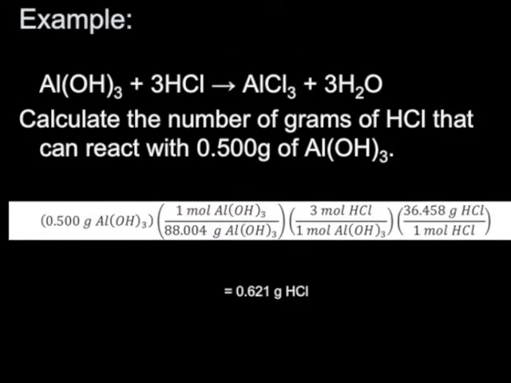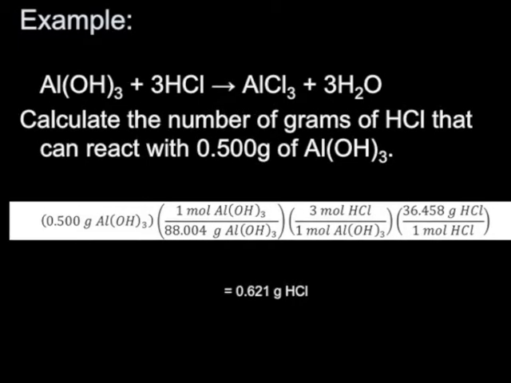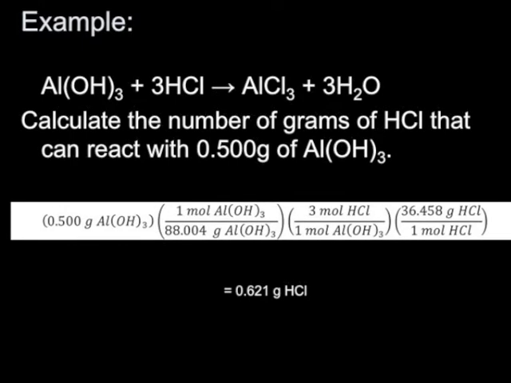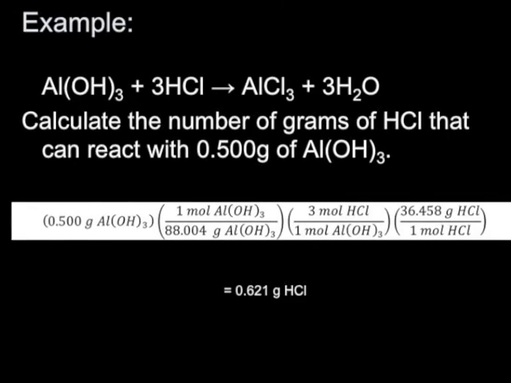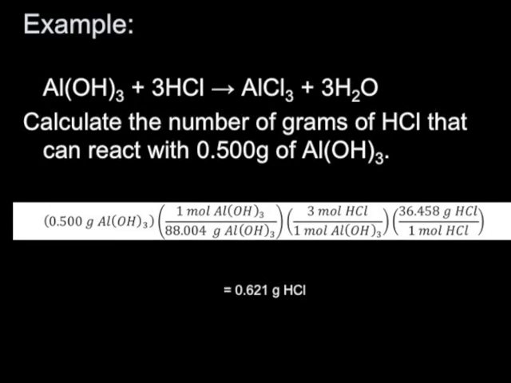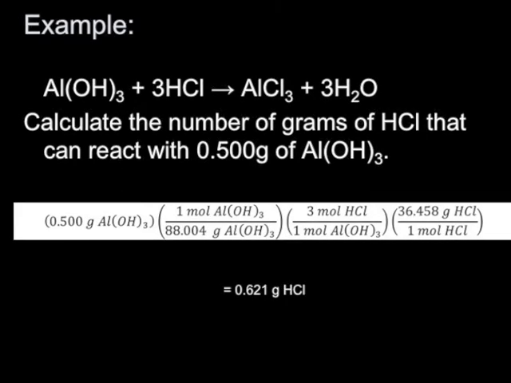One more example we can look at here with aluminum hydroxide with HCl, again giving us aluminum chloride and water. We can see now in this problem we want to calculate the grams of HCl that can react with 0.5 grams of aluminum hydroxide. So in this case, we're not interested so much in the products, but we want to know how much of another reactant we have. But we're still going to go through this mole-to-mole ratio because the balanced chemical equation, remember, gives us a relationship of moles. So if we figure out how many moles of aluminum hydroxide we have, we can then figure out how many moles of HCl we need to react with that, and then convert back to mass.